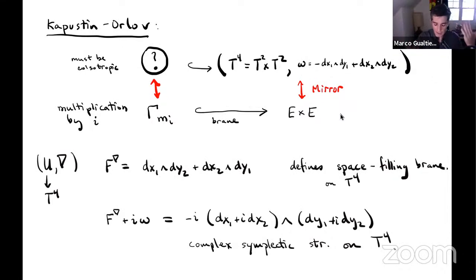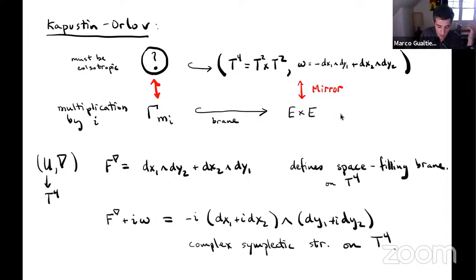And we can represent that by taking the graph of the multiplication, and that would be a complex submanifold of E cross E. And this is a complex submanifold, and therefore it's a brane. It's an object in the derived category. And so this abelian variety is mirror to this T4, and this graph of the multiplication should correspond to something. But what they noticed is that this object cannot be Lagrangian. It must be of higher dimension than a Lagrangian submanifold, and they concluded that it must be one of these coisotropic A-branes.